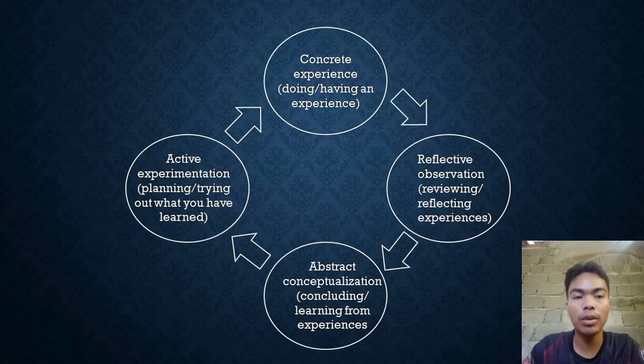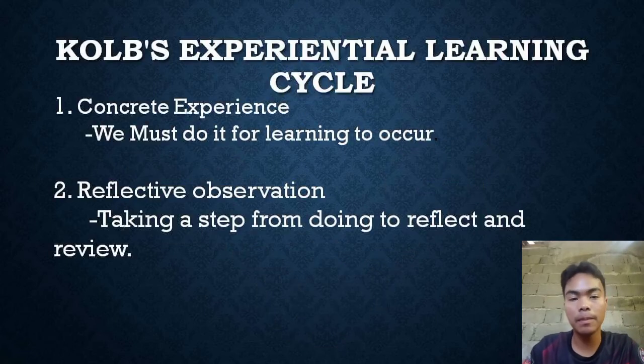Let us further discuss the stages in this learning cycle presented by Kolb by discussing each stage. First, the concrete experience. It can be attained by doing, or we must do it for learning to occur. For instance, this can happen when we try a task or a new task, and this step aims to create a concrete experience by doing the activities and learning from them.